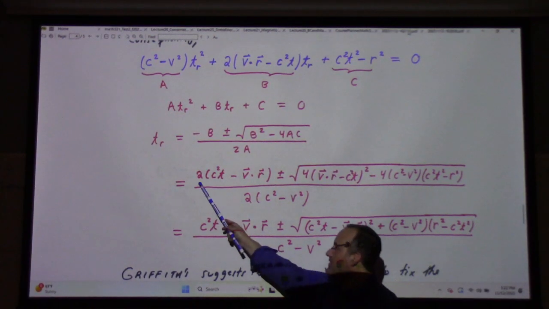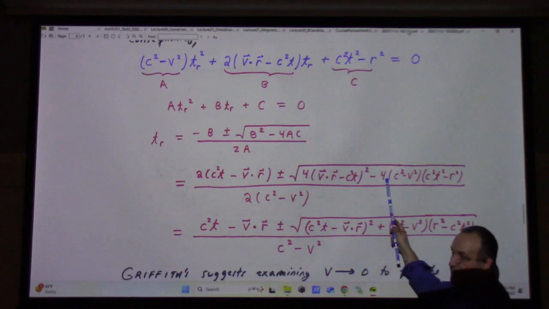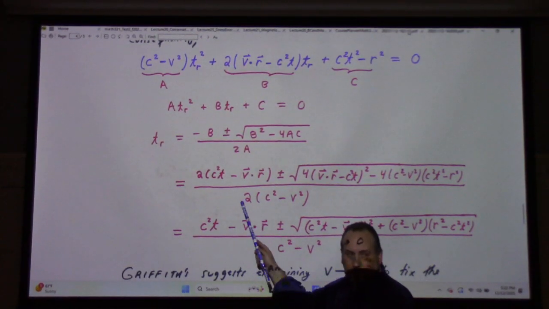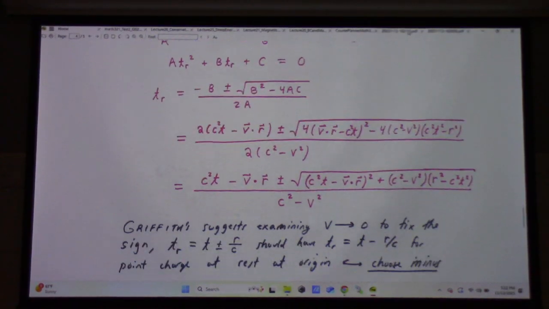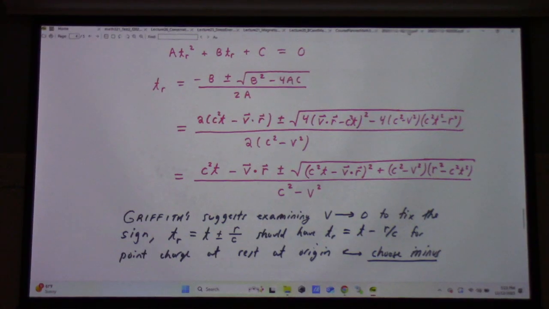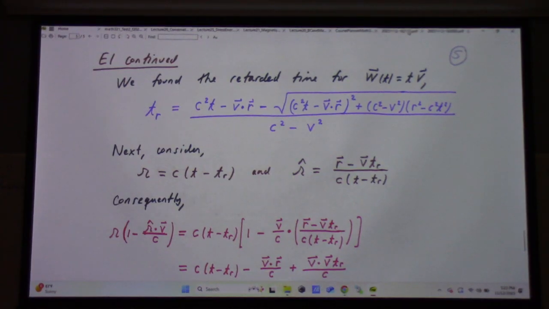You notice that there's a 2 here, and there's a 4 here and here, so there's a net 2, and the 2s cancel. Then Griffiths suggests we look at the limit where velocity goes to 0 to fix the sign. If the velocity goes to 0, then your retarded time should just be t minus r over c, like a particle sitting at the origin, which tells us we must choose the minus. So having chosen the minus, we put that into practice in the purple formula.